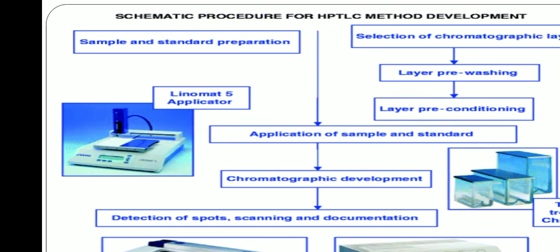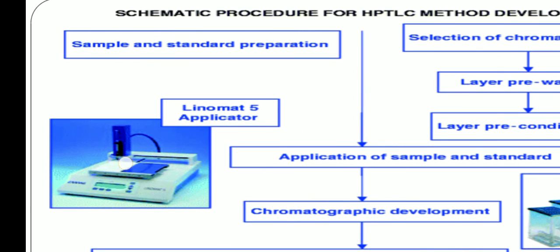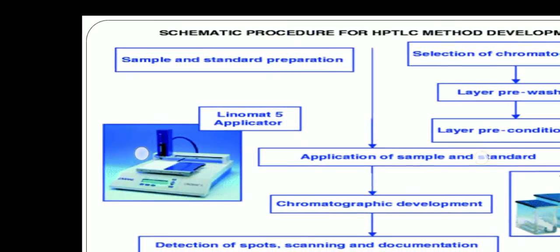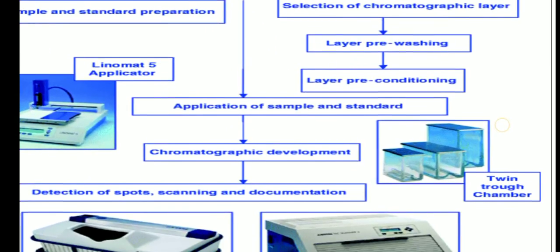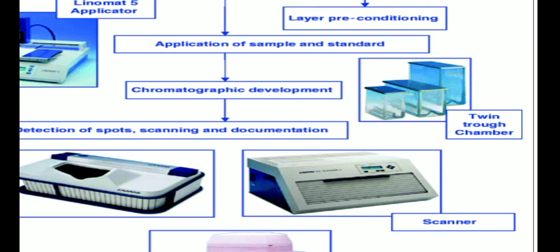This is Linomat 5 applicator. By using a sample applicator, the sample can be applied. So sample applicator. The next one is chromatographic development. Here twin trough chambers are there. In twin trough chamber, the TLC plates are kept for the development. Chromatogram development. That is chromatographic development.